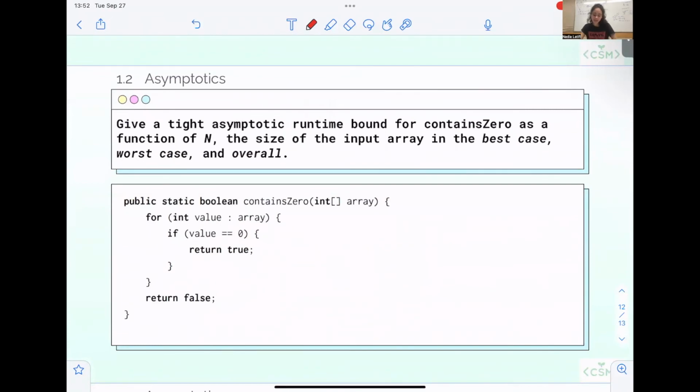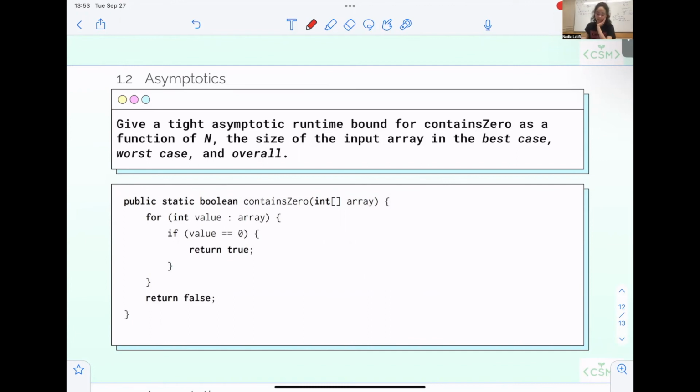Okay, give a tight asymptotic runtime bound for contains0 as a function of n, the size of the input array, in the best case, worst case, and overall. Okay, now I will go over it. So we have our public static boolean contains0. It takes in an array, and for every value inside of the array, if the value is 0, we'll return true, and otherwise we'll return false, okay? If nobody was 0.